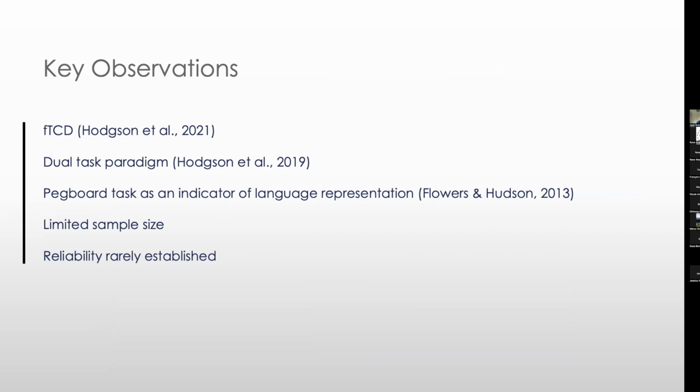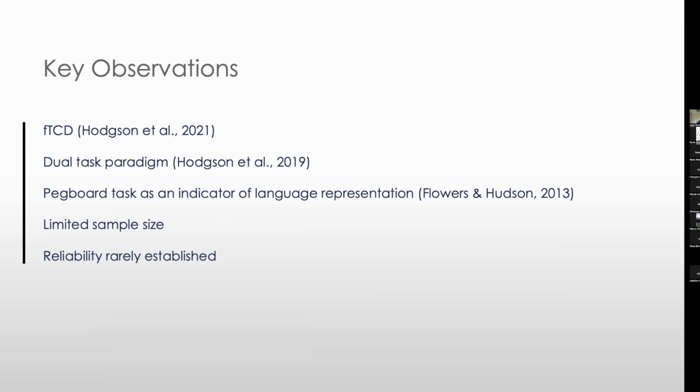And another key observation on which this current study is based is from Flowers and Hudson in 2013, who found that motor laterality assessed using a pegboard task was actually a better indicator of speech representation than hand preference. And this was in a clinical population. And more specifically, Flowers and Hudson showed that those with small between hand differences on the pegboard task were more likely to display ambiguous or bilateral speech representation, whereas those with large between hand differences on the pegboard task all displayed speech lateralized to the hemisphere controlling the better hand. So in other words, the hemisphere contralateral to the better hand.